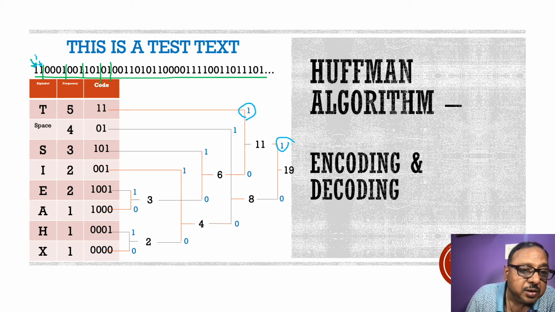So I am able to decode what I have encoded. Next I go to 0. So I will come here. Again a 0. So I come here.